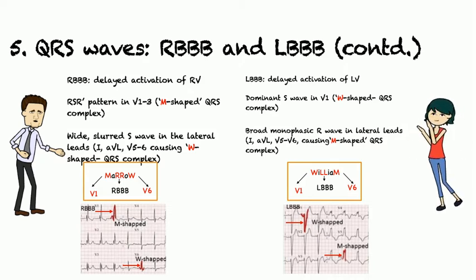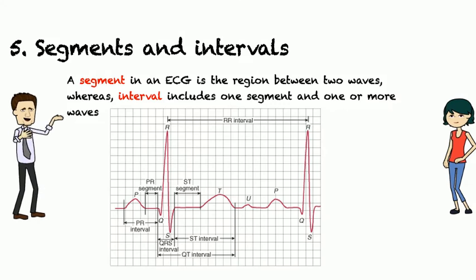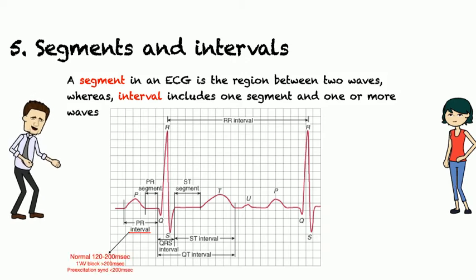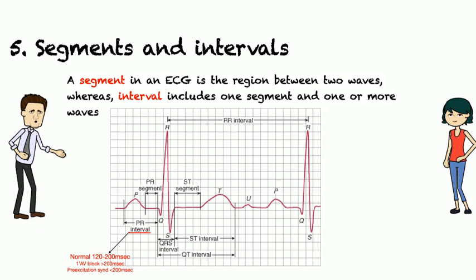A segment in an ECG is the region between two waves, whereas an interval includes one segment and one or more waves. Some of the segments and intervals to remember are the PR interval, which extends from the beginning of the P wave to the beginning of the QRS. The normal duration of the PR interval is 120 to 200 milliseconds. PR interval of greater than 200 milliseconds is seen in first degree AV block, whereas PR interval of less than 120 milliseconds is seen in pre-excitation syndromes or junctional rhythms.